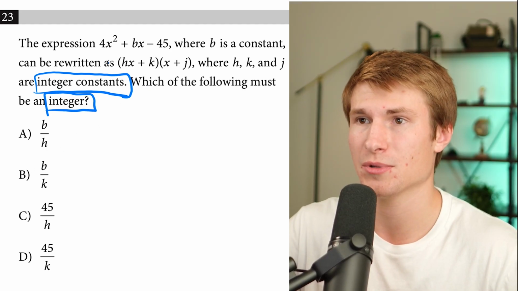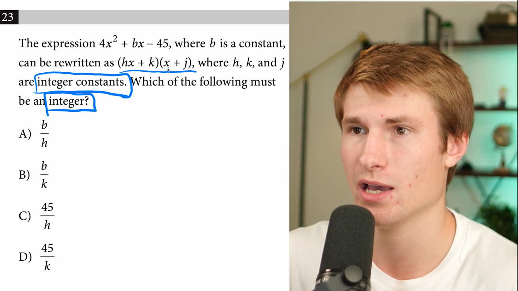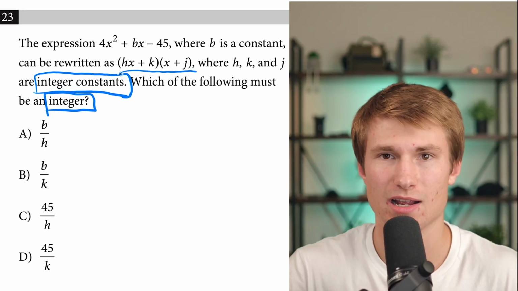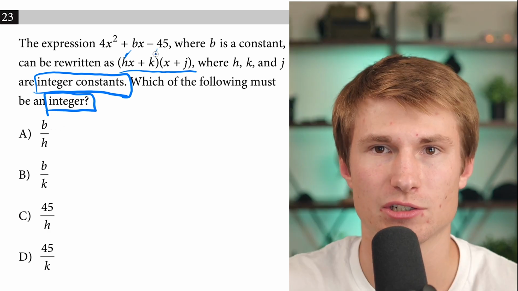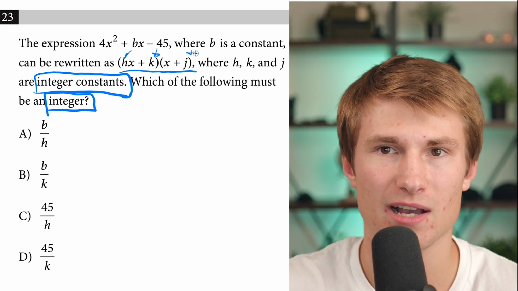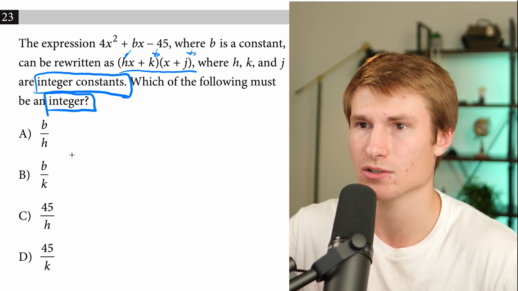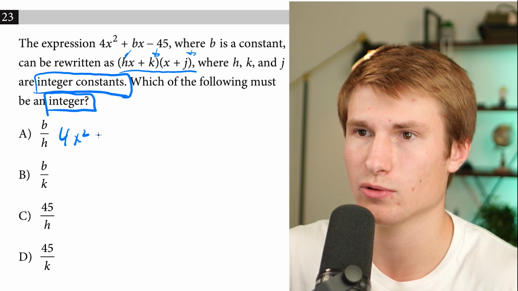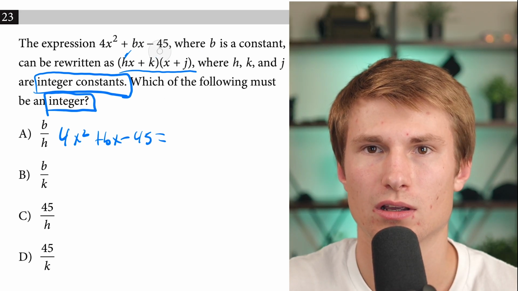So in this case, I'm going to start by expanding this right here, (hx plus k) times (x plus j). I'm going to expand it out because as you can see, we're going to need to get the values for h, k, and possibly j as well in order to get our answer. So let's go ahead and do that. I'm going to end up with 4x squared plus bx minus 45 equal to, and now we'll expand this.